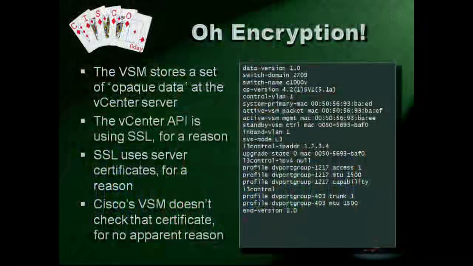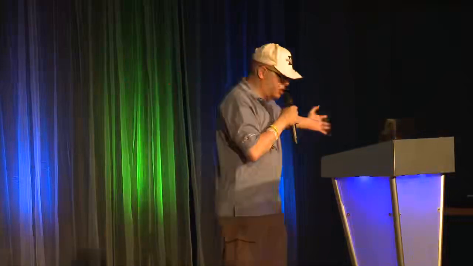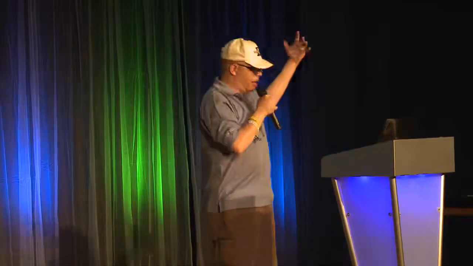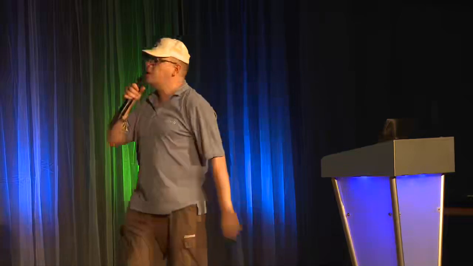Now, okay, if you suck, there's always encryption, right? You can always encrypt stuff. So the VSM, the supervisor module, stores a bootstrap core configuration on the vServer, vCenter, the central management system. For no apparent reason, because it actually uses a couple of megabytes on its virtual flash and synchronizes that to the backup VSM. No idea why they needed to have some part of the configuration on the vCenter.